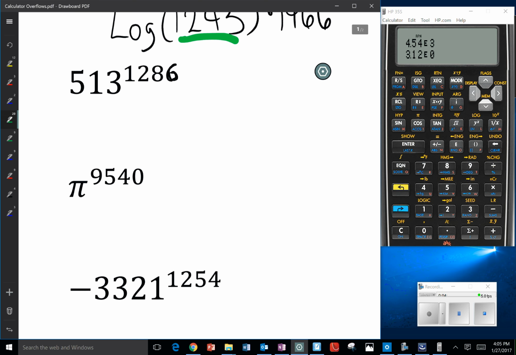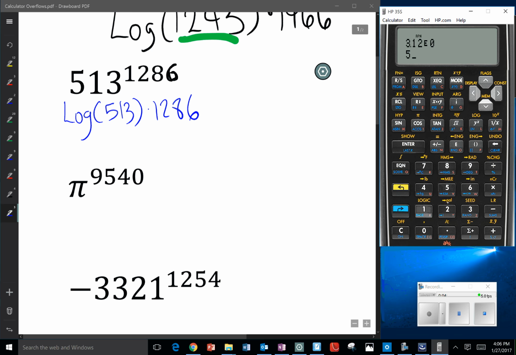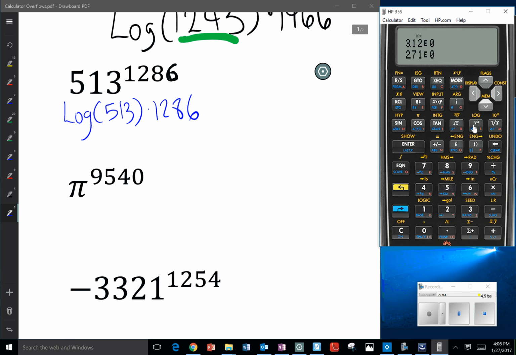All right, so I don't expect you to know how to do that yet, but let's try another one. Second problem. What are we going to do first? Well, the first thing we're going to do is take the log of 513 and multiply that by 1,286. So 513 logged, times 1,286.